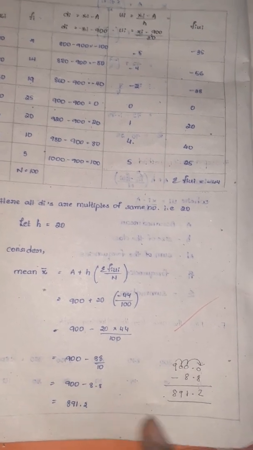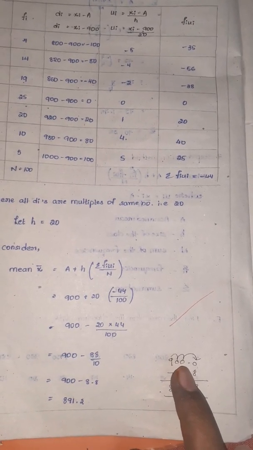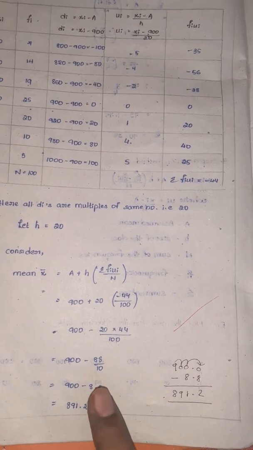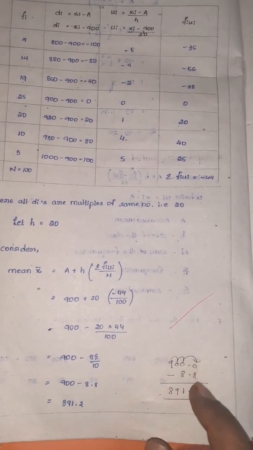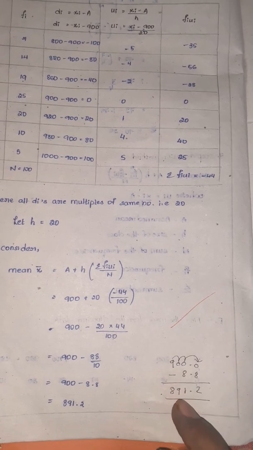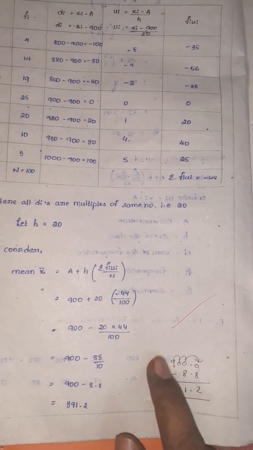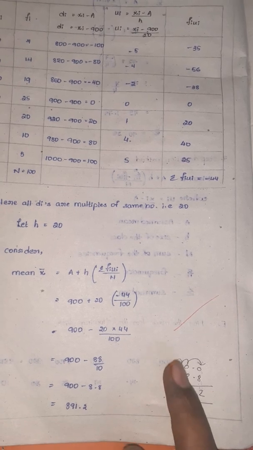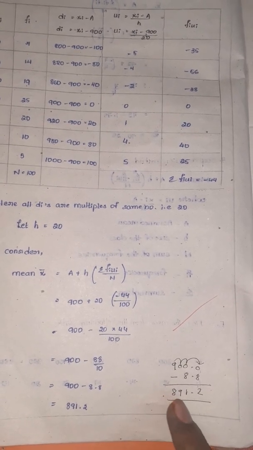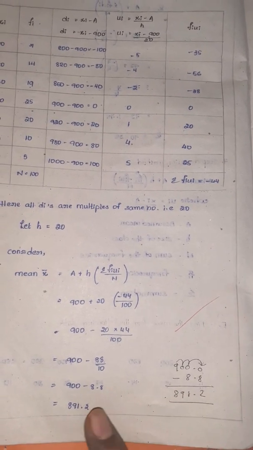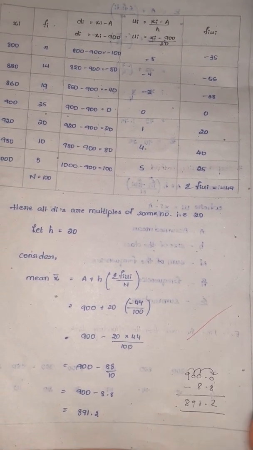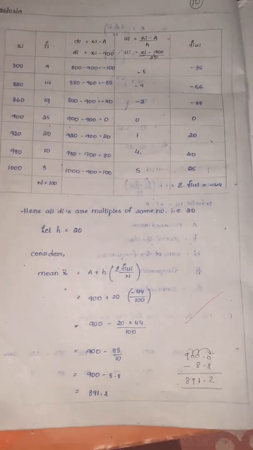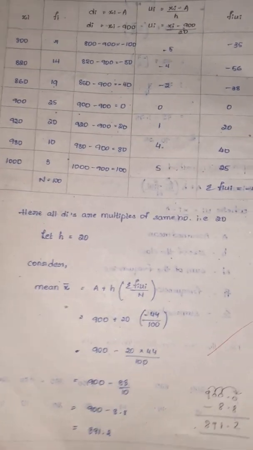So 900 minus 8.8. You should do the subtraction like this. After the point, 1 decimal means 1 zero should be kept. So take the borrow. 10 minus 8 is 2. 9 minus 8 is 1. 9. And borrow taken means one value will become less. So 891.2. That is your mean. In this way we find the mean using the step deviation method.